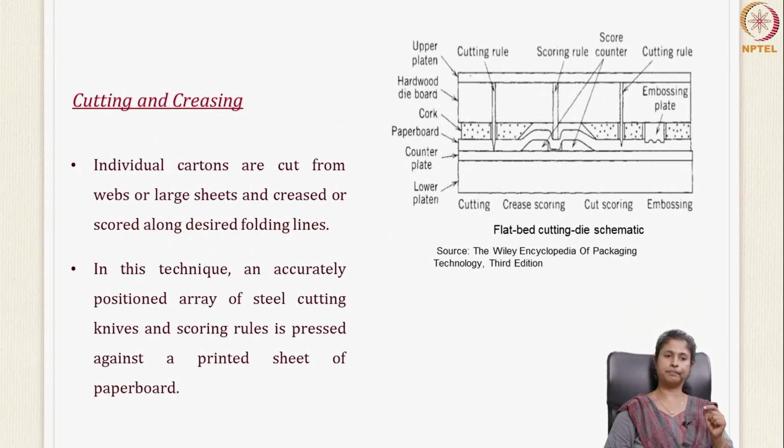Cutting and creasing. Now, individual cartons are cut from webs. You have long webs of paperboard or large sheets of paperboard, and these are cut according to the size that you want, and they're creased depending on the shape that you require, and they're scored along the folding lines. In this technique, an accurately positioned array of steel cutting knives and scoring rules is pressed. So basically you make those folds properly and then they are added into your carton system.